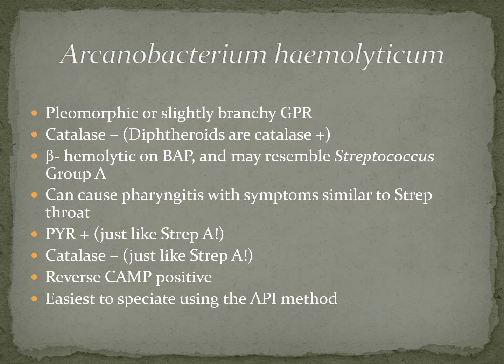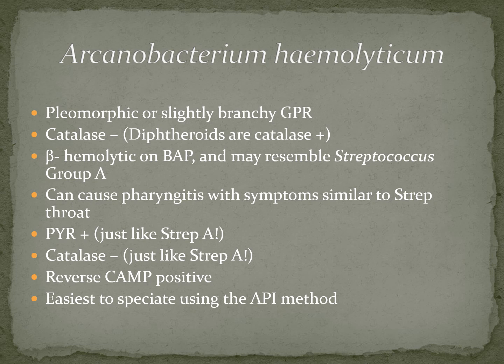Arcanobacterium hemolyticum is a significant pathogen of the throat. They are pleomorphic or slightly branching gram-positive rods. They're catalase negative. They're beta-hemolytic on blood, and they may resemble Streptococcus group A. Colonies are usually more dense and opaque and very white compared to Streptococcus pyogenes. Also, the zone of hemolysis is much more narrow than that of strep A.